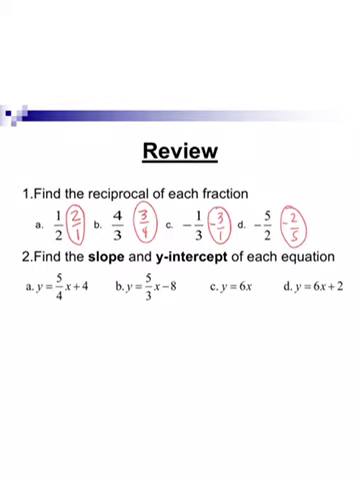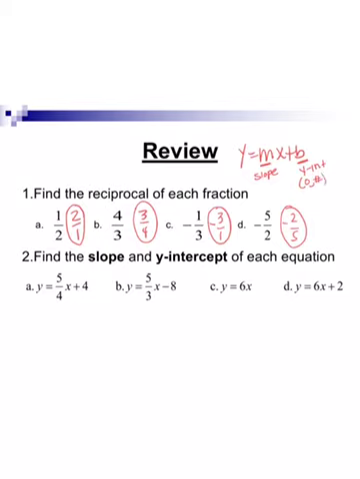Number 2, find the slope and the y-intercept of each equation. So quickly up in the top, I'm going to review y equals mx plus b is which form? Hopefully you said slope-intercept form. And the m represents the slope, and the b represents the y-intercept. And we always write y-intercept as an ordered pair, and so it's 0, comma, whatever the number is.